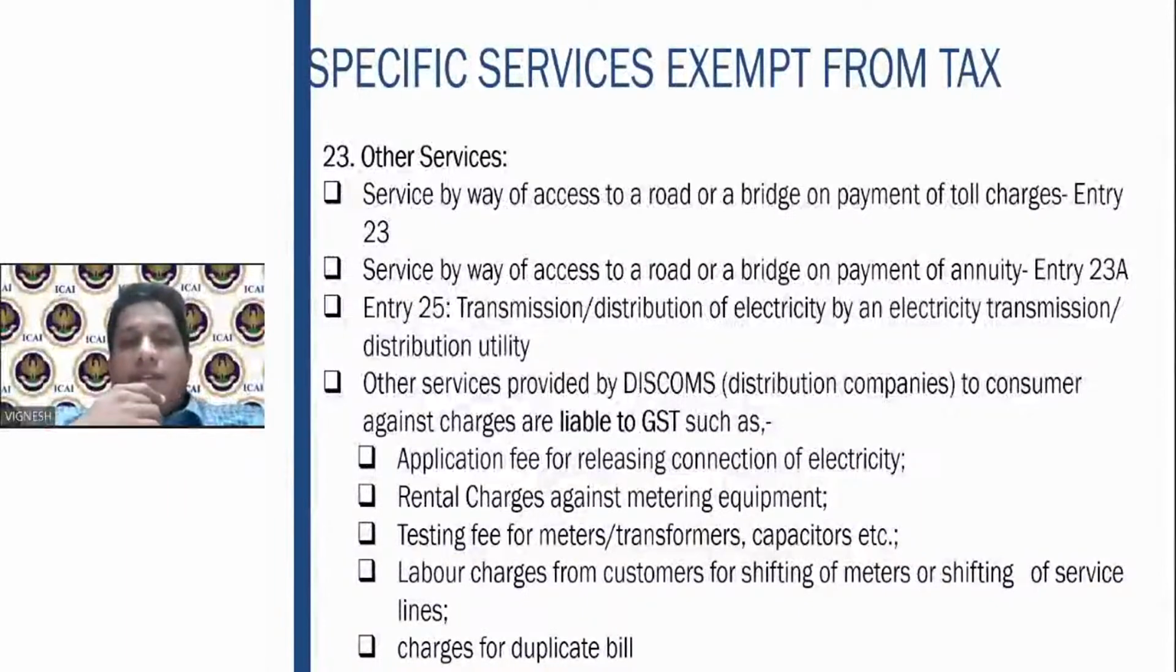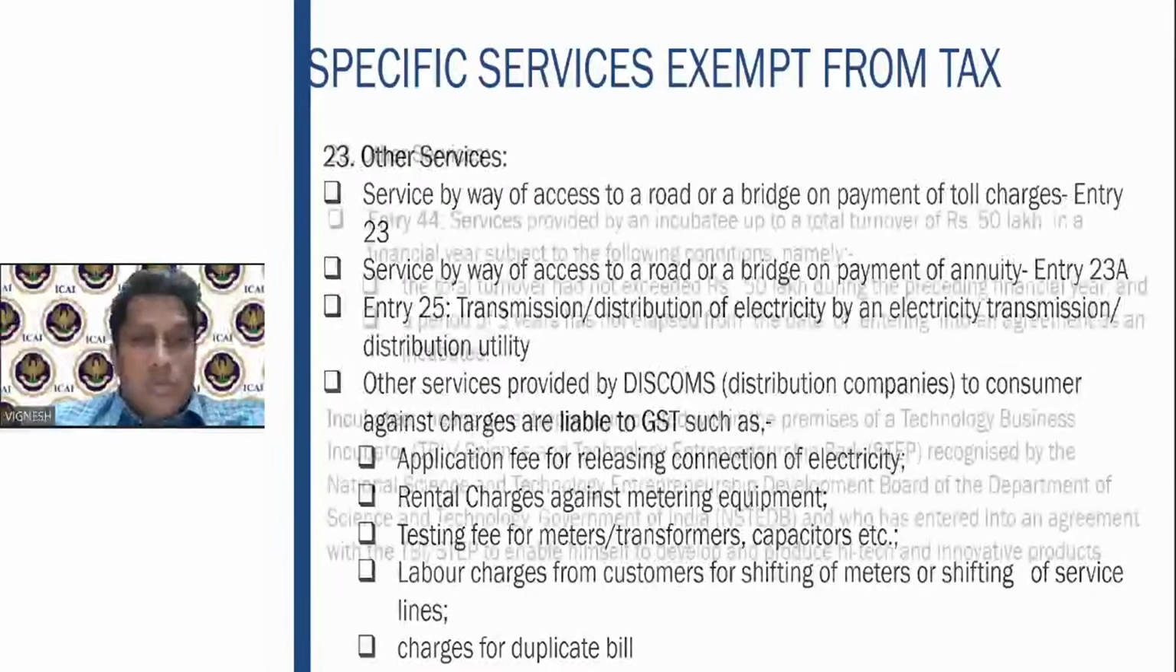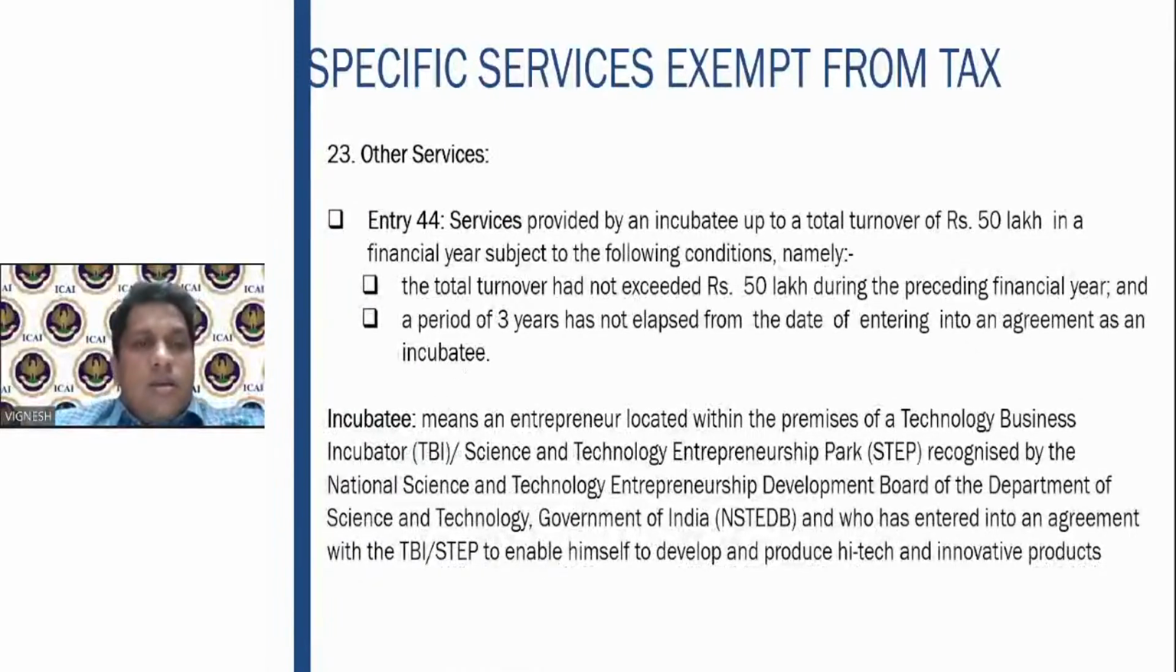Service by way of access to a road or bridge on payment of toll charges, access to a road or bridge for payment of annuity, transmission, distribution, all these are exempt. Other services provided by the DISCOMs, electricity distribution companies, are liable to GST, like application fee for releasing electricity connection, rental charges for the meter, testing fee, charges for duplicate bill, labor charges. All these are chargeable to tax.